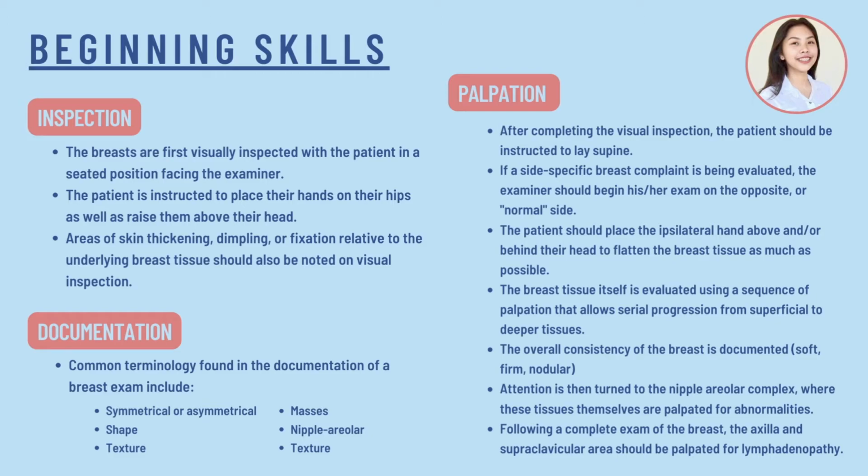Lastly, for documentation, common terminology found in the documentation of a breast exam includes the following: symmetrical and asymmetrical. Shape, which may be described as ptotic, pendulous, any scars or deformities with descriptions. Texture, which may be described as soft, nodular, fibrocystic, dense, presence of inframammary ridge in large breasts. Masses, described as indicated above versus no masses evident.